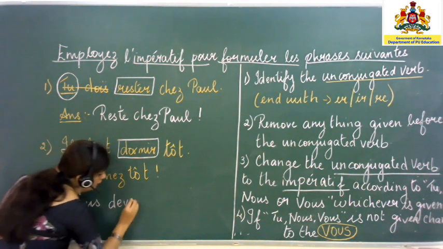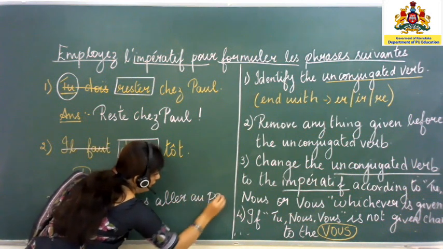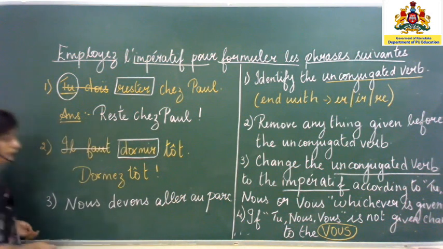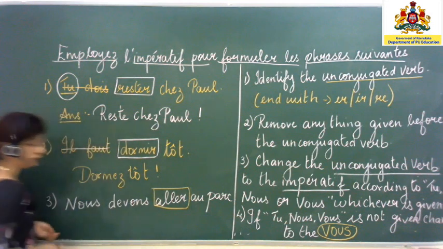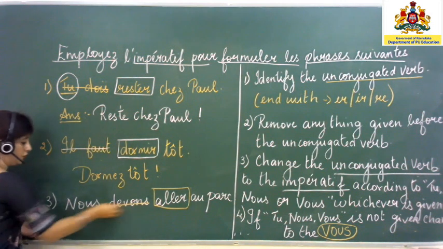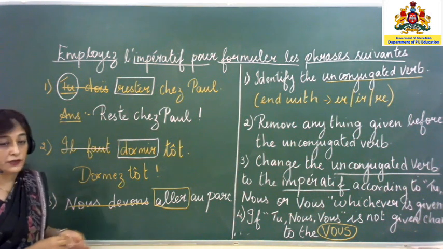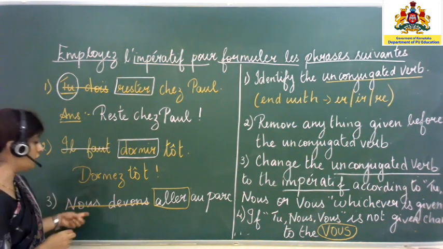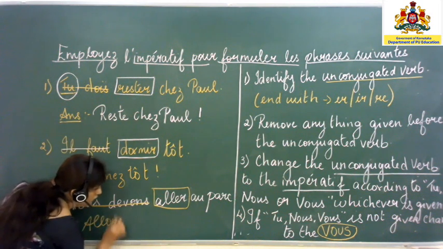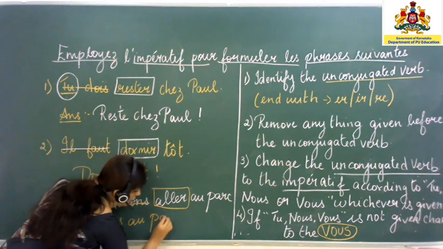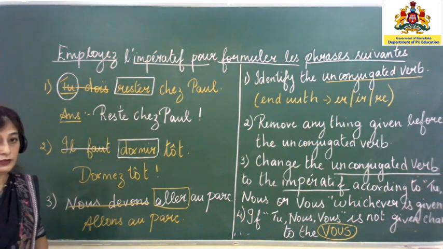Nous devons aller au parc. So again, following the rules, look for the unconjugated verb. Aller is my unconjugated verb. Remove all that is before the unconjugated verb. So nous devons is removed. Change the unconjugated verb to the imperative according to the nous, vous given. Here nous is given. So we will change aller to allons au parc. I hope it is clear till here.